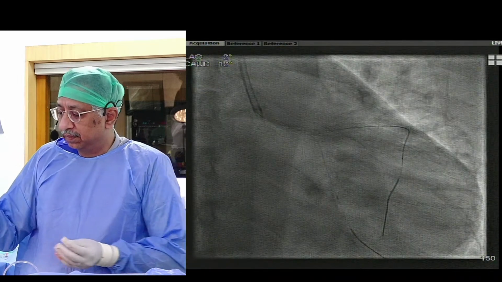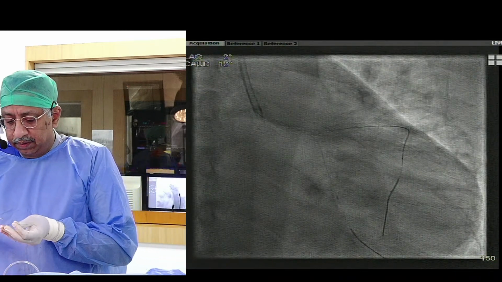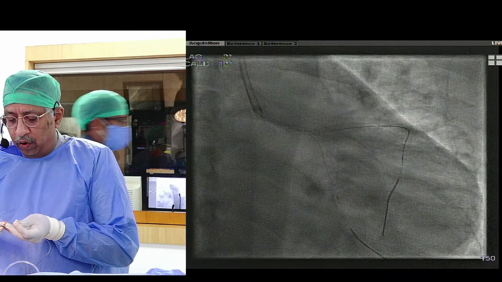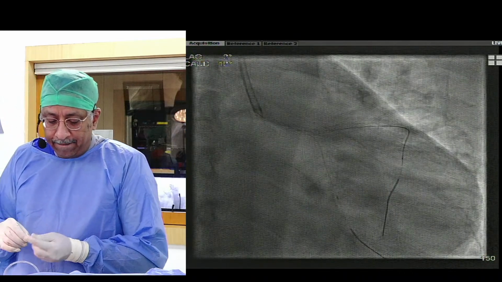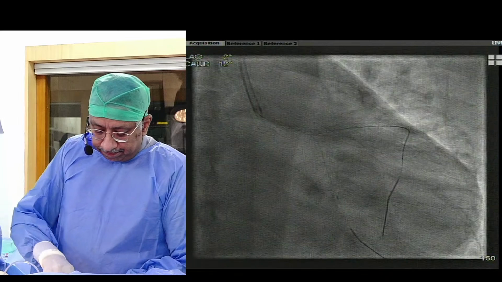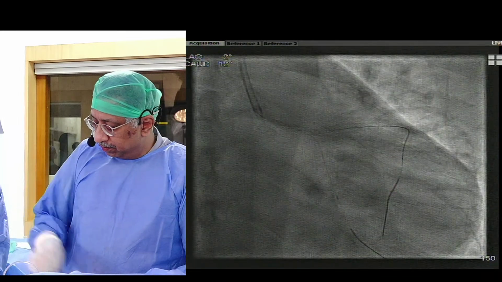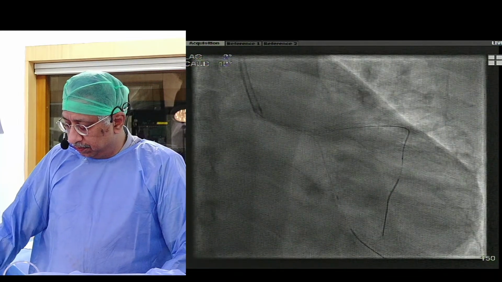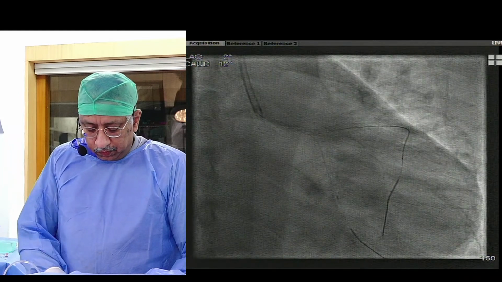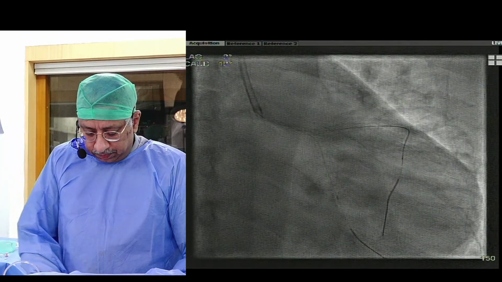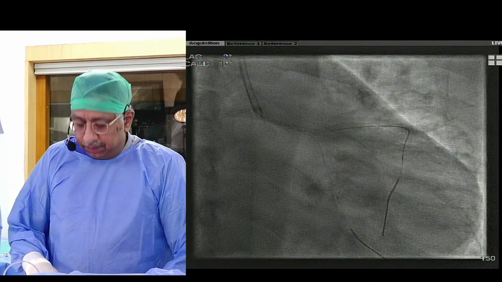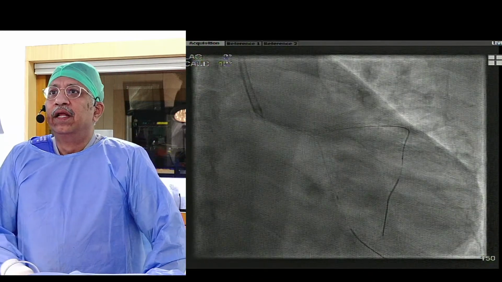This is 4/8. So we're going to go with a 4/8. High burden and thin cap fibroatheroma, and proximally deep.